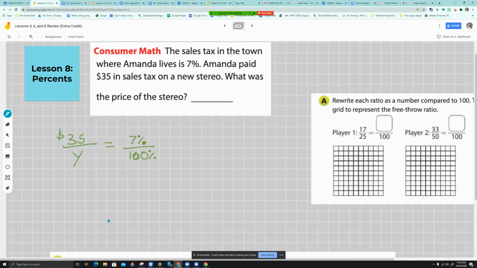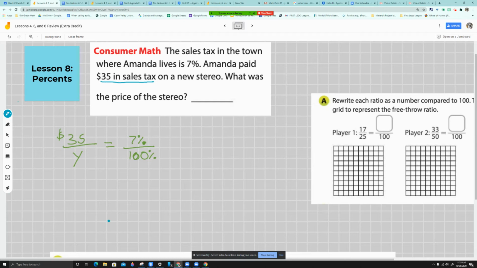She paid $35 in sales tax. That was not the cost of the stereo. That's how much she paid in sales tax. And sales tax is charged to consumers to pay for lots of things, whether it's police departments, fire departments, fixing roads, libraries, all sorts of things can be built and paid for by sales tax. So sales tax is important. She paid $35, which is 7%, the amount of sales tax that is charged in her area.